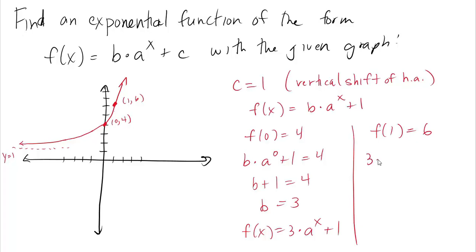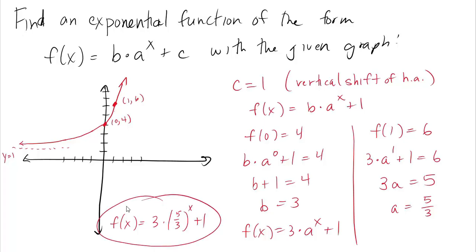That means that 3 times a to the first power plus 1 is equal to 6. Subtracting 1 from both sides, we get 3 times a equals 5. Dividing both sides by 3, we get a equals 5/3. That would have been a difficult base to guess. But we get our final answer. This function is f of x equals 3 times 5/3 to the x plus 1. Notice that the base is bigger than 1, just like we predicted, because we've got an increasing function.